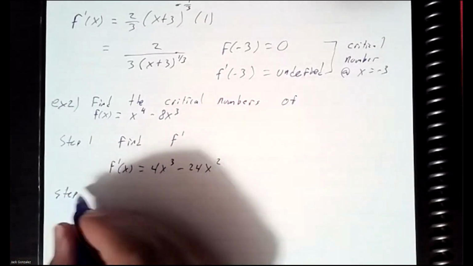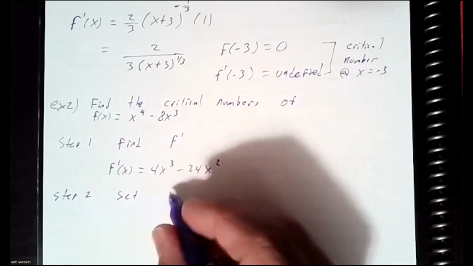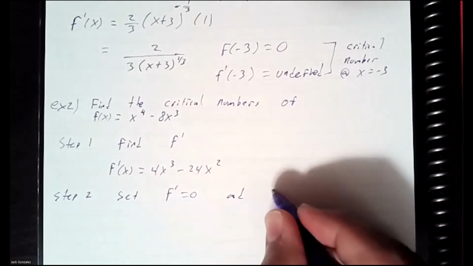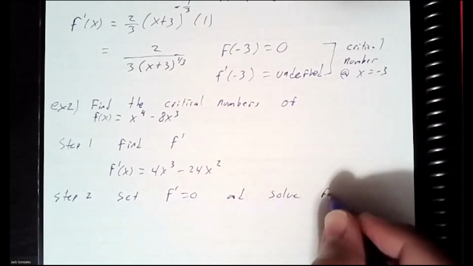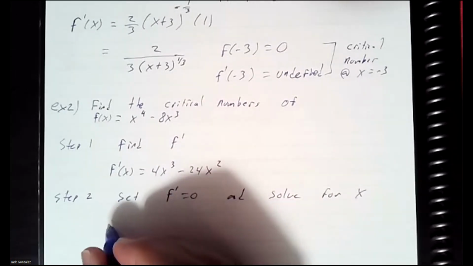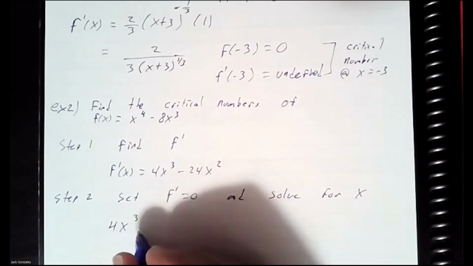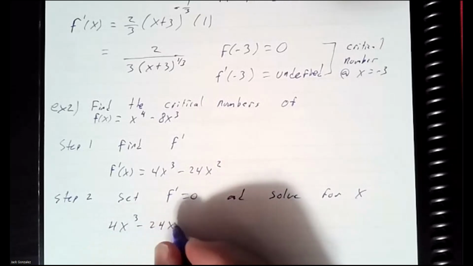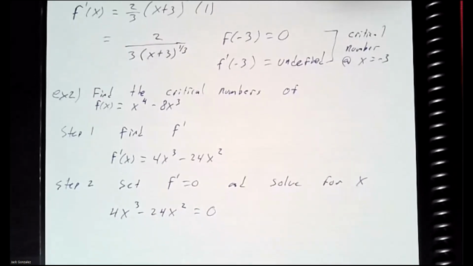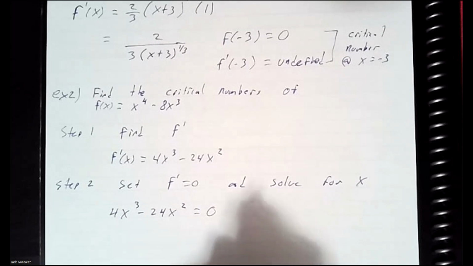Step 2, set f prime equal to 0 and solve for x. You get 4x cubed minus 24x squared equal to 0. So when you solve for this, those x values will be your critical numbers. Critical numbers are potential extrema, or minimums and maximums.